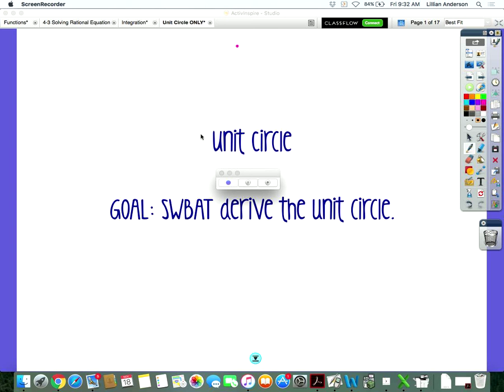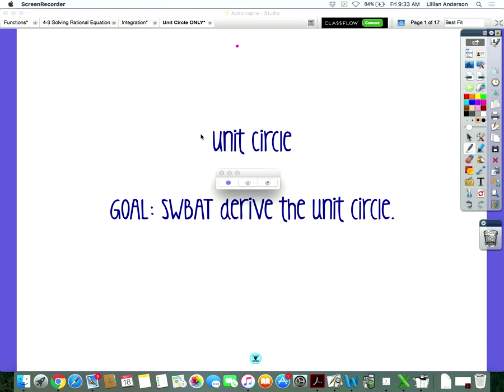After trigonometry comes circular functions. It uses some of the concepts from right triangle trig that apply here. So the first concept that we are talking about is the unit circle. And today we are going to derive the unit circle.